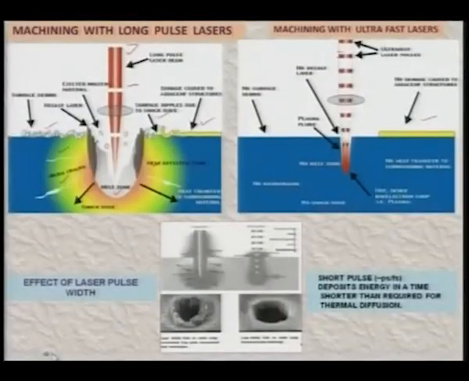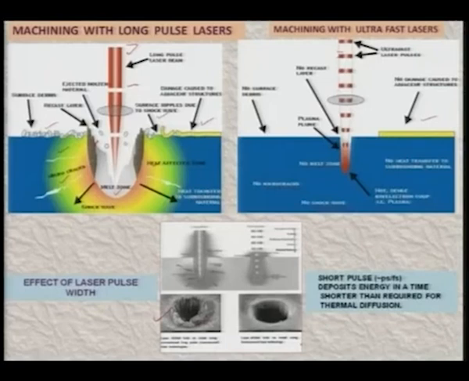Now, you can clearly see there it was shown as a pictorial view. Here is the same thing shown with the actual photographs of the feature created by long pulses and short pulses. As you can see here on the left-hand side, this is the photographic view of the hole being created in a workpiece material, and you can see the irregularities on the edges of the hole created and deposition of the recast layer and the debris that is clearly visible over here.